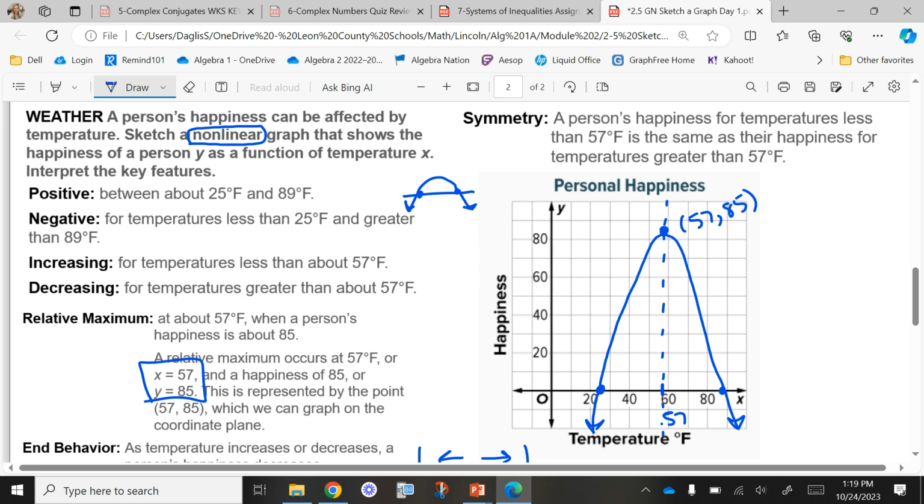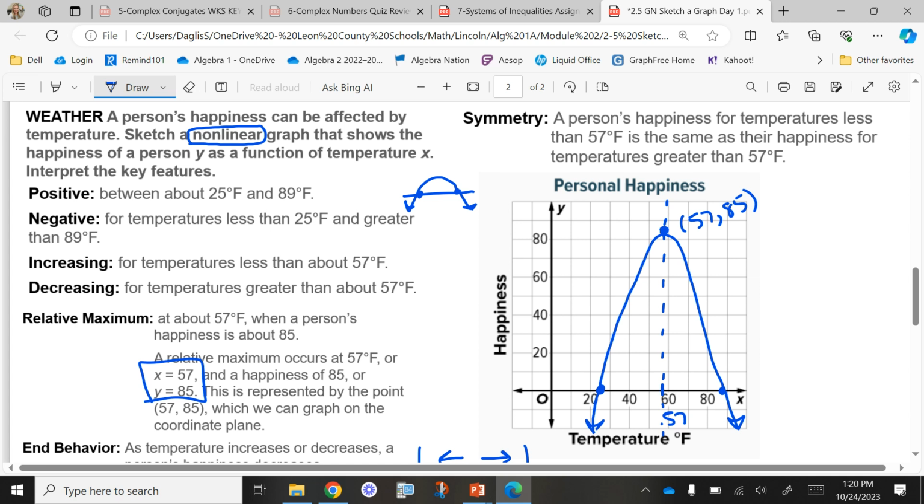So when do people have a happiness of nothing, like they're not happy at all? What two temperatures show a happy score of 0? 25 and 89. There you go. 25 degrees and 89 degrees show people have a happy score of 0, because 25 is really cold. And I guess for people who aren't in Florida, 89 is really hot. For us, that's normal, right?